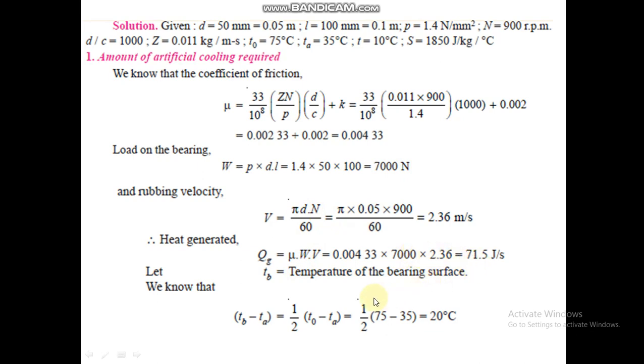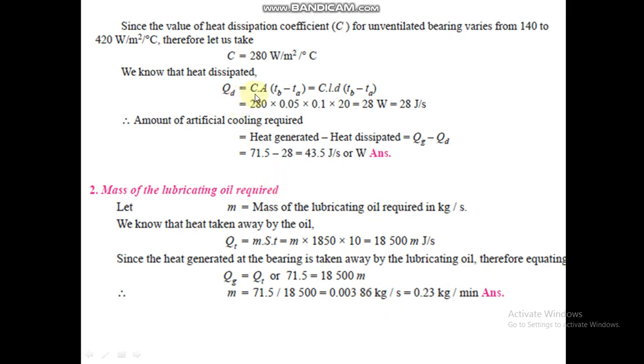Now you have to find heat dissipated. Its formula is C A (Tb minus Ta). Tb is bearing temperature, Ta is ambient air temperature. C is heat dissipation coefficient, which you have to assume or it may be given in the question. A is the area, that is length into diameter. So put the value of C, that is 280. Area is length into diameter. Length and diameter, we will put the value in meters because C is per meter square.